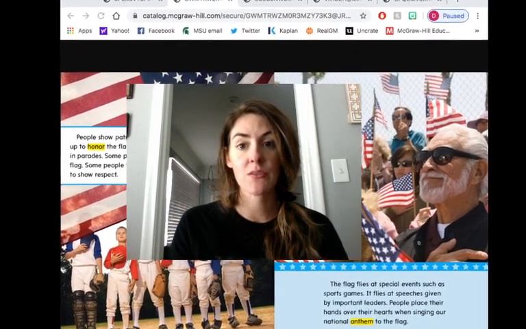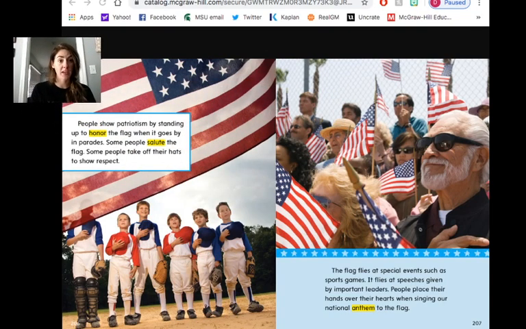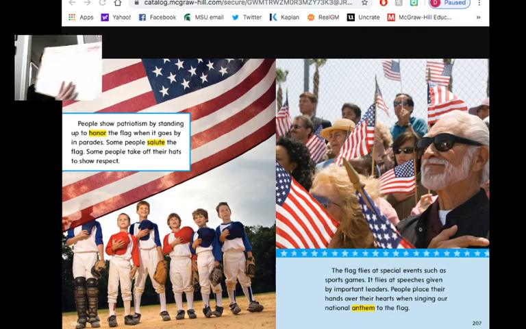All right, so here's one of our first pages that we read. We're going to do our classify and categorize today by people and symbols. Remember, we're going back in our text and using our brains to pull out some people and some symbols that show patriotism. So we're classifying and organizing these. Both people and symbols can stand for something that's patriotic. So let's go back and reread here.